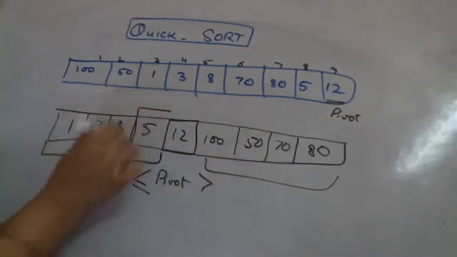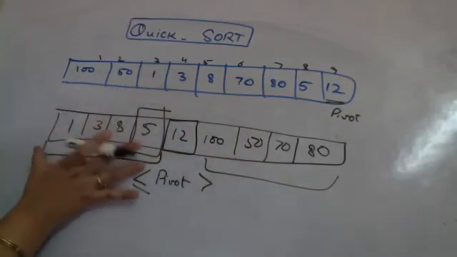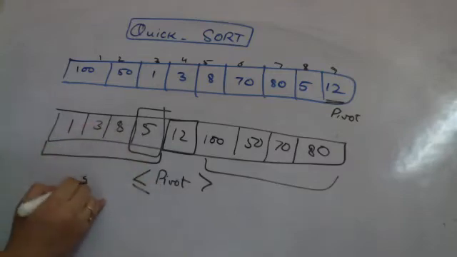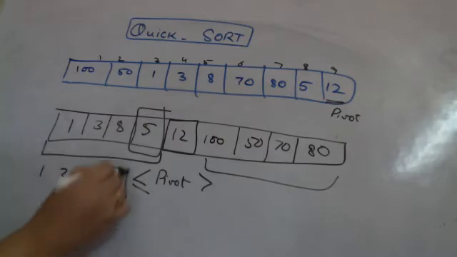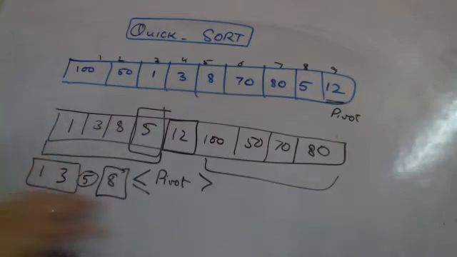Now here I pick up 5 as the pivot. Again, the last position of this particular array is 5. 1 is smaller, 3 is smaller, 8 is bigger. I will again be calling quick sort on 1, 3 and 8. 8 is one element, no need to sort. For 1 and 3, we sort against 3, it is sorted. So this becomes my sorted part.